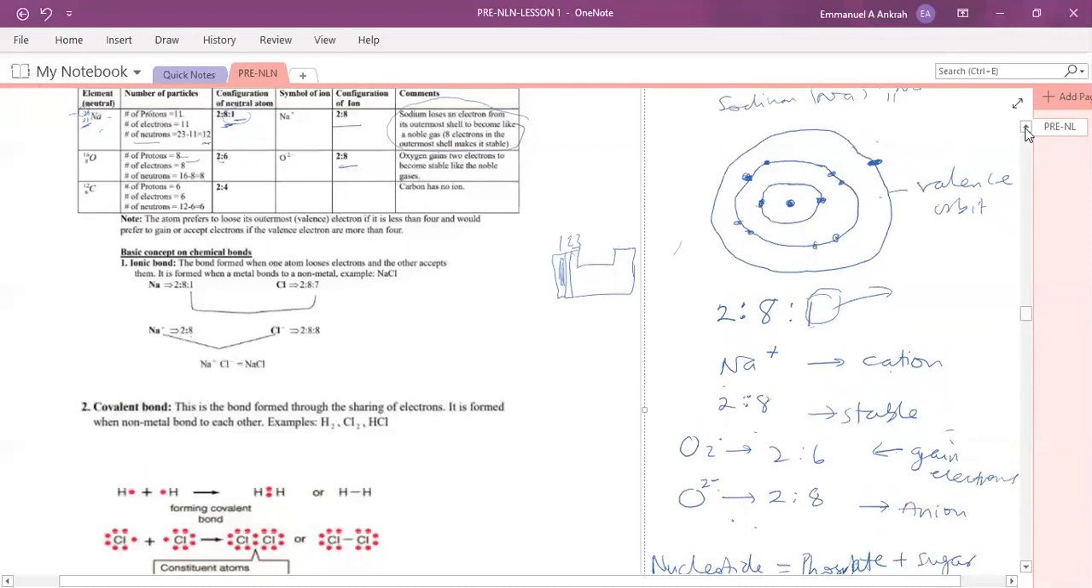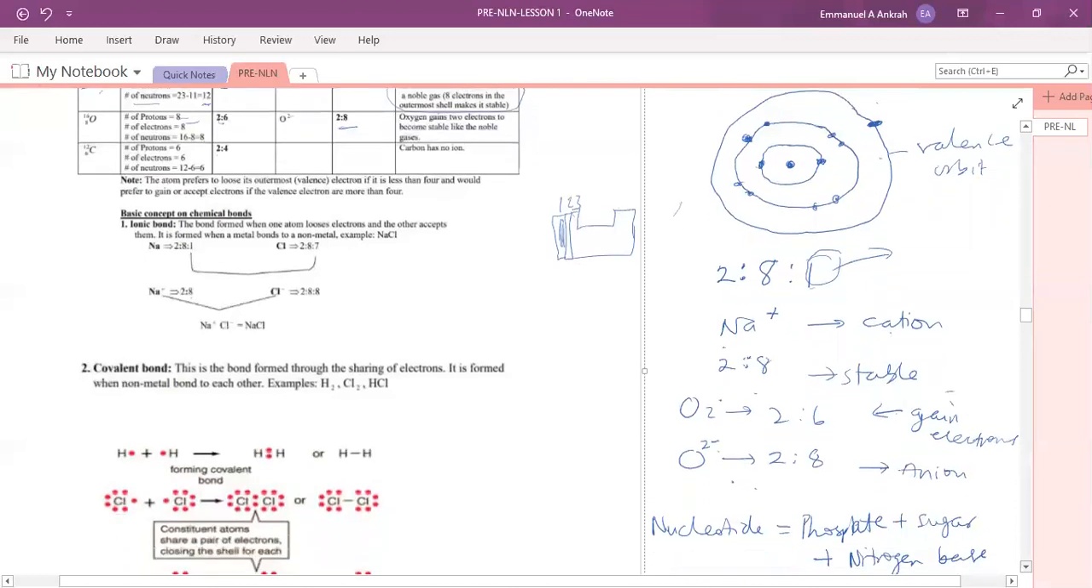Any questions so far on the electronic configuration? You want to apply that to another concept? Does someone have any questions on that? So far, so good? Yes. Okay.